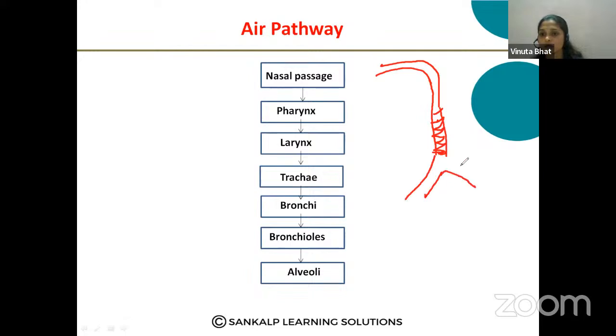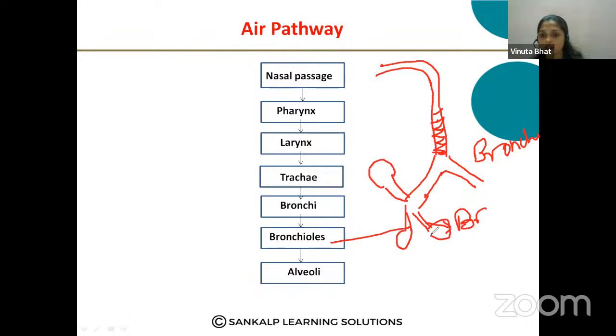becomes two branches like this. That is called the bronchi. Okay, so this branch is called the bronchi. Then again this bronchi gets into different branches like this, that are called bronchioles. At the end it contains balloon-like structures like this. These balloon-like structures are called alveoli.